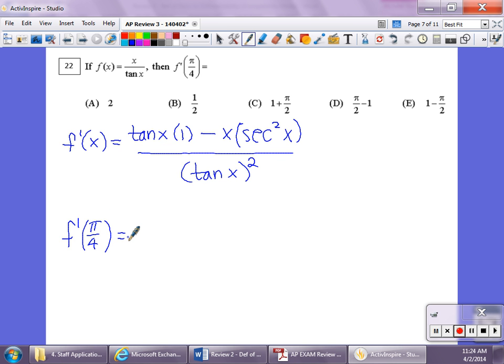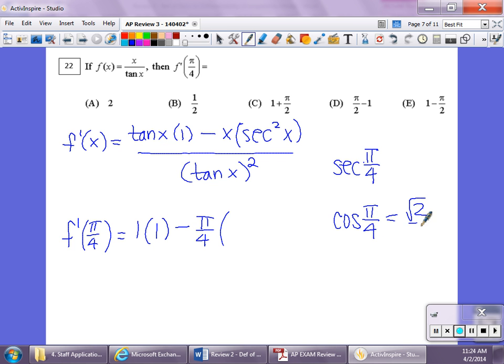So tangent of pi over 4 is how much? 1 times 1 minus pi over 4 times the secant of pi over 4 squared. So that would be the same thing as taking the reciprocal of cosine of pi over 4, which happens to be root 2 over 2. So take its reciprocal, 2 over root 2, and square that guy. And then all over tangent of x, which is 1 squared.